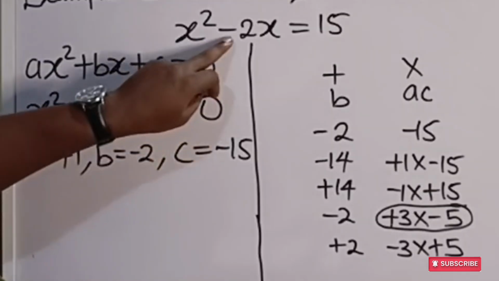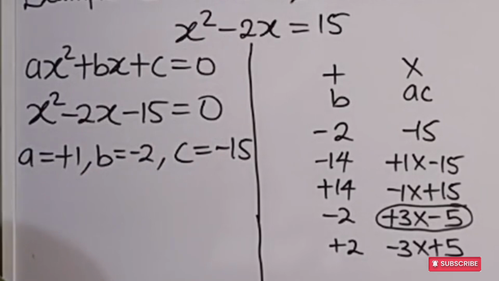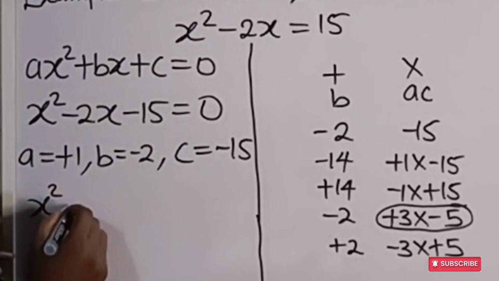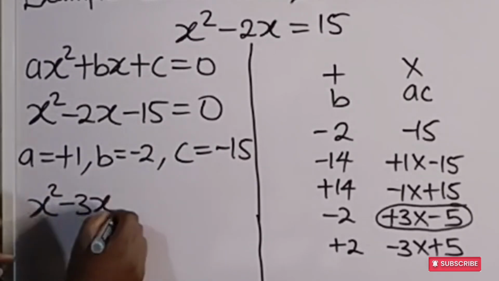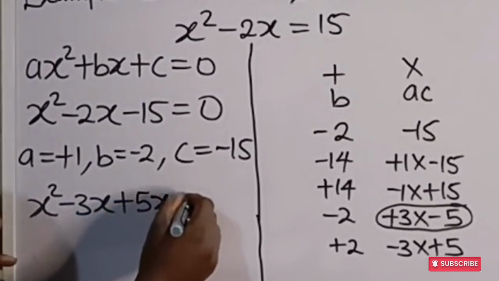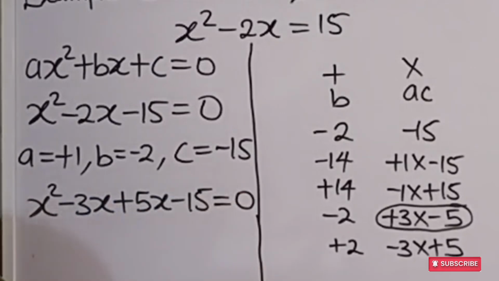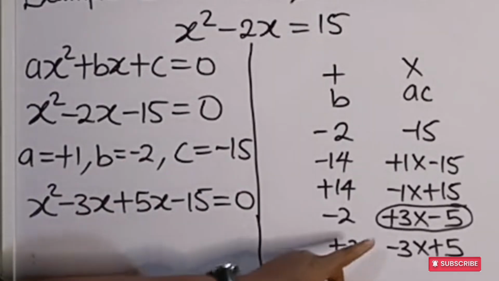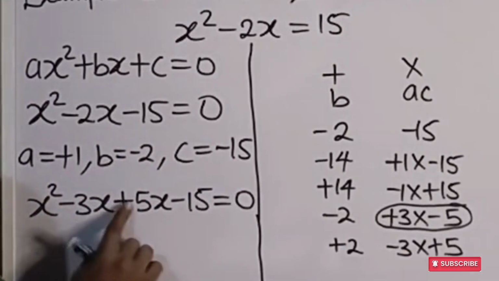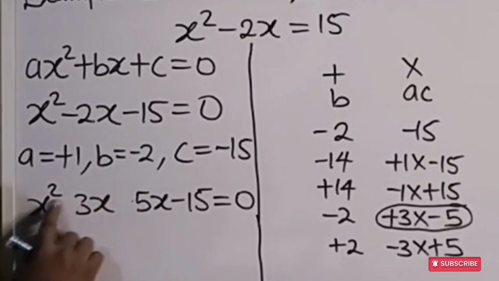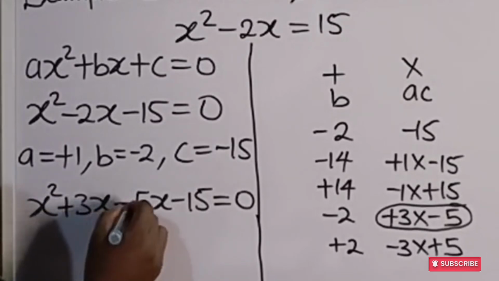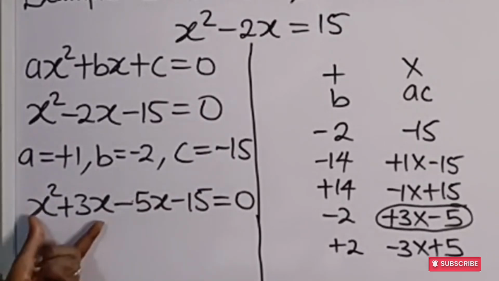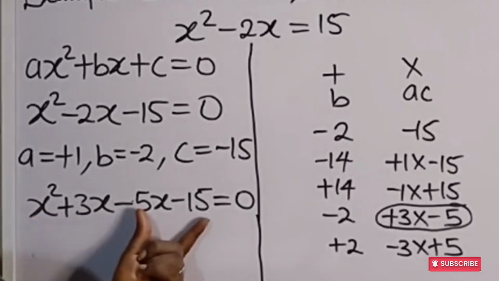So we are going to replace minus 2x with plus 3x minus 5x. So that's what we're going to use to replace it. So we have x squared plus 3x minus 5x minus 15 is equal to 0. So we have replaced minus 2x with these two values. Next, we're going to factorize these two together, and we're going to factorize these two together.